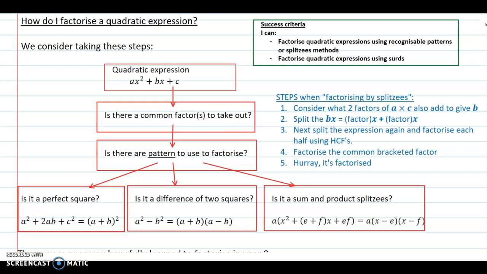Hi math students, this is just a quick refresher video on factorising quadratic expressions. So we're going to look at whether, from a given quadratic expression, we can possibly take a common factor out. Is there a pattern we can use to factorise? Is it a perfect square? Can I use the difference of two squares pattern? Or is it a splitzees type scenario where I need to use the sum and product method to try and factorise the quadratic?